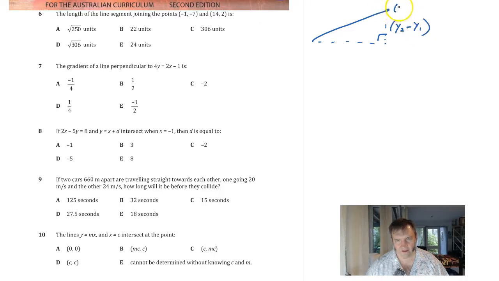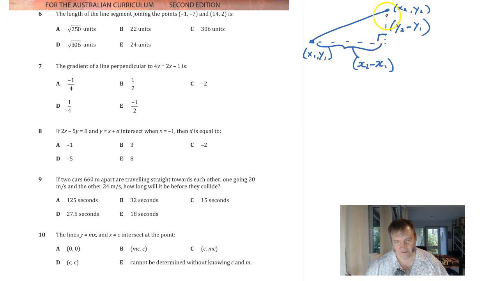So this is the point. That's my second point, x2, y2. This is my first point, x1, y1. And I can find the horizontal distance easily enough. That's the difference between the x-coordinates.